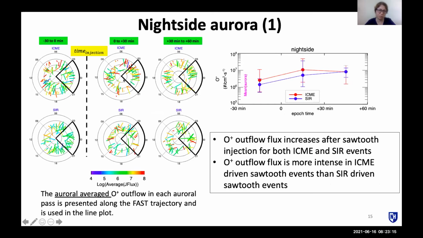Here I showed the night side sector with the thicker black lines, and I used auroral averaged oxygen outflow flux. In this line plot, I showed the median of oxygen outflow flux in the night side sector as a function of epoch time. Red color is for ICME and blue color is for SIR. We see that the oxygen outflow flux increases after injection time in the night side region of aurora for ICME and for SIR Sawtooth events. And also we see that oxygen outflow flux is more intense in ICME Sawtooth events than in SIR Sawtooth events.